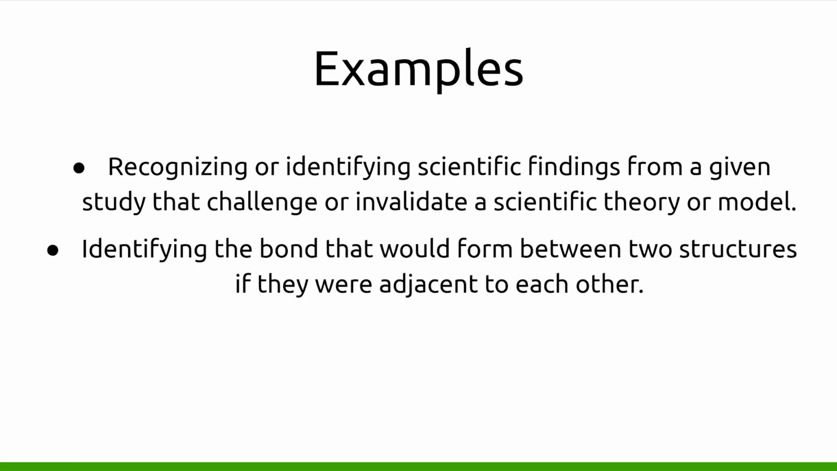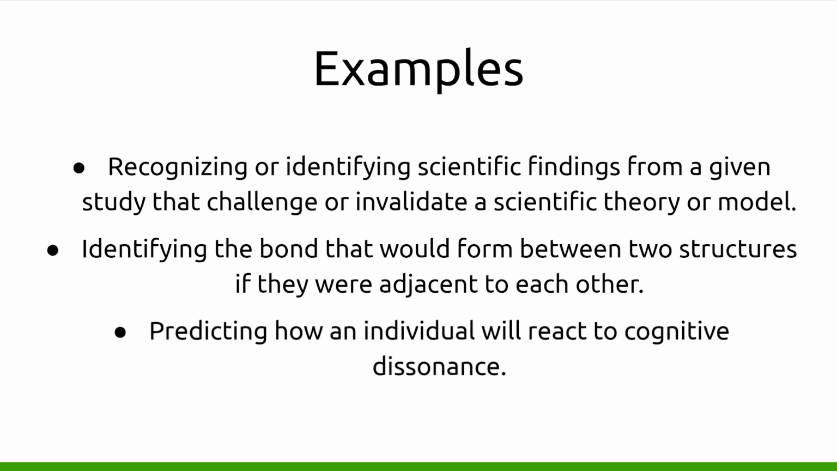Also, knowing a bond that would form between two structures if they were adjacent. If you have two molecules or two different types of structures, amino acids, proteins, etc., that are next to one another, based on the structure of those molecules, what type of bond would be able to form? Is it a polar bond? Why would it be polar? What elements are within this bond that allow it to be polar? And anticipating what type of bond is forming there.